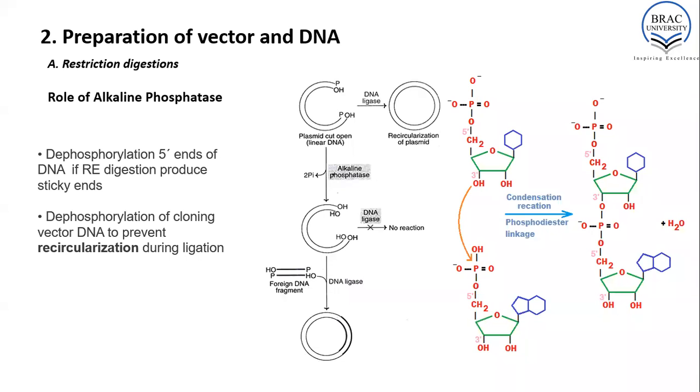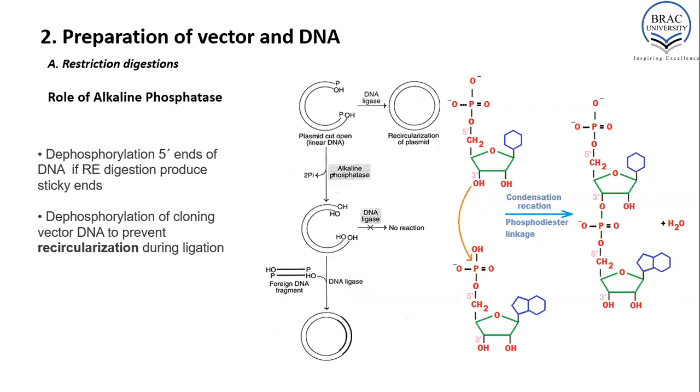So alkaline phosphatase is another important component in the restriction digestion process. This is not a part or a component of the restriction enzyme process, like the methylases we've seen, which are part of it. But the alkaline phosphatase is important for the overall restriction digestion of the vector as well as the DNA, mainly the vector.